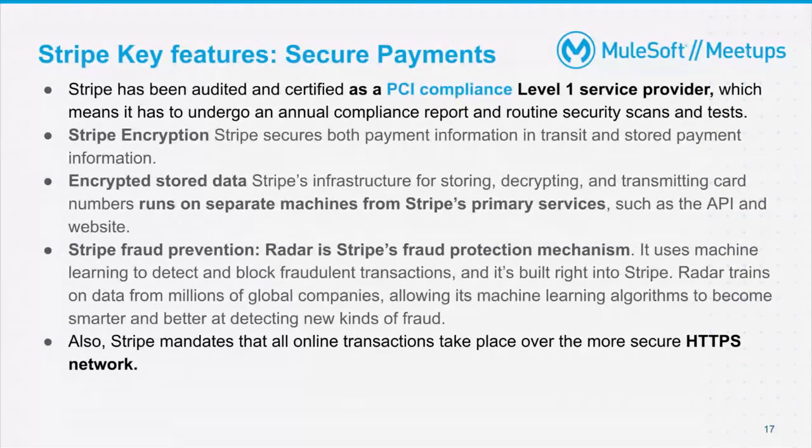Stripe has been audited and certified as a PCI compliance level 1 service provider. It goes through all the things required for security, and it can be used safely. Whatever data passes through Stripe, the data in transit and the data stored at Stripe, are both encrypted. Stripe also keeps card information on separate machines.